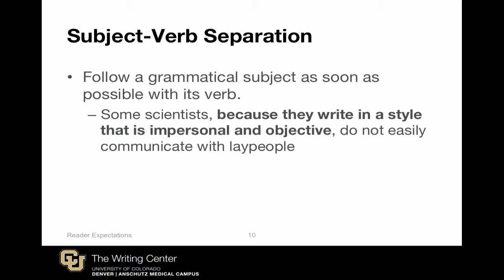Because some scientists appears in the topic position of this sentence, this is presumably a story about them, right? Great. So what happens to them? 11 words later, we learn that they do not easily communicate with lay people. Honestly, this sentence is not that bad. Still, notice how far apart the subject and the verb are.